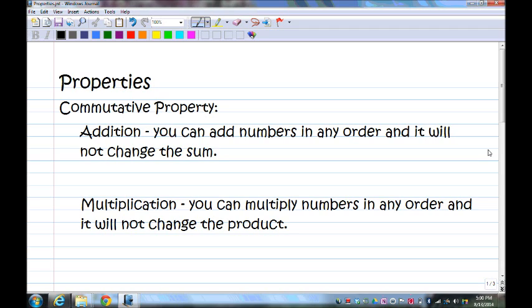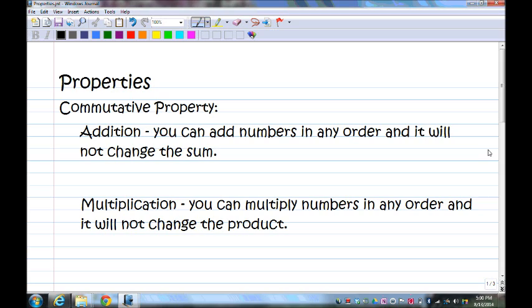It's something that I will never test you on. I'll never ask you for a definition of any of these properties, but if you can understand them and how they work and why they work, it will prove to be helpful to you in math, which I'll kind of show in this video. The first one is the commutative property.